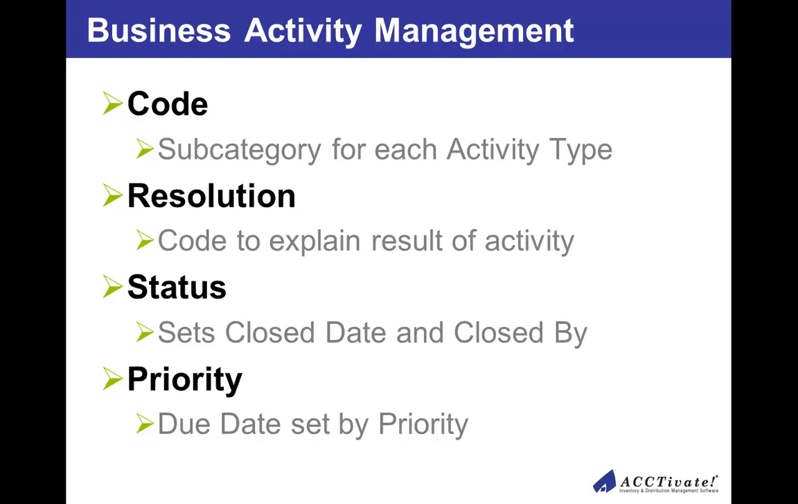So each group of business, such as sales and support, service, credit and collections, each business group within your company may have one business activity type or maybe more than one. And within that group, you'll actually set up codes to further categorize and classify the types of work you're doing.